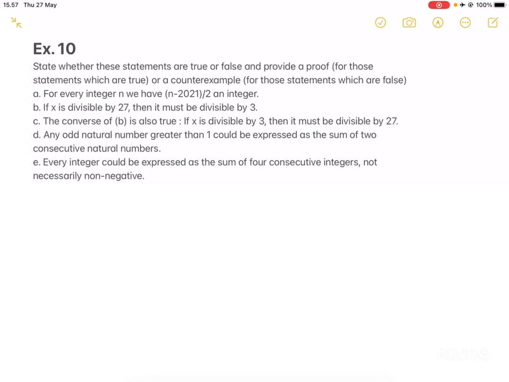For algebraic statements, we can provide a counterexample by substituting a value for the variable and showing that it is false. Because if an algebraic statement is false for exactly one input, then game over. That statement is wholly false.